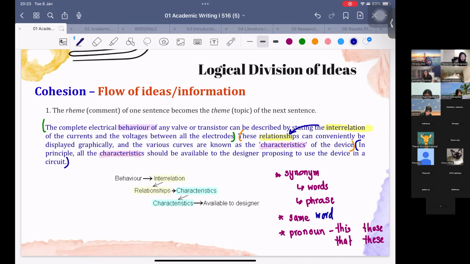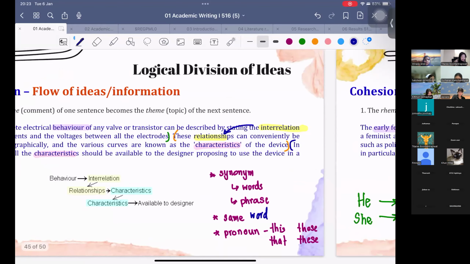Or you can go with a pronoun, like this, that, those, these. These mean something close and far. This and that are the singular form. These and those are the plural form. So be careful when you use them.